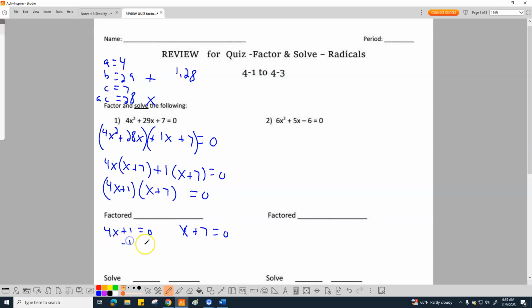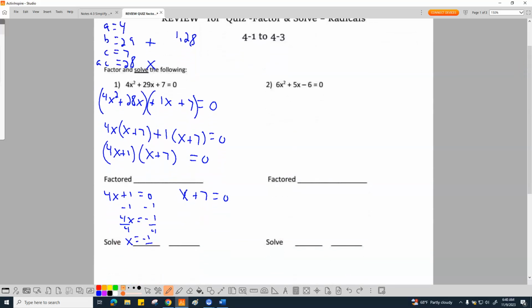Now you're going to subtract 1 on both sides. On this one, 4x equals negative 1. Divide by 4 on both sides. And I end up with x equals negative 1/4. I'm out of room, so x equals negative 1/4. That's for one of my problems. So I'm going to scooch down a bit. Negative 1/4. And again, y'all, you don't have to be as messy as me. X plus 7 equals 0. I'm going to subtract 7 on both sides, and I end up with x equals negative 7.